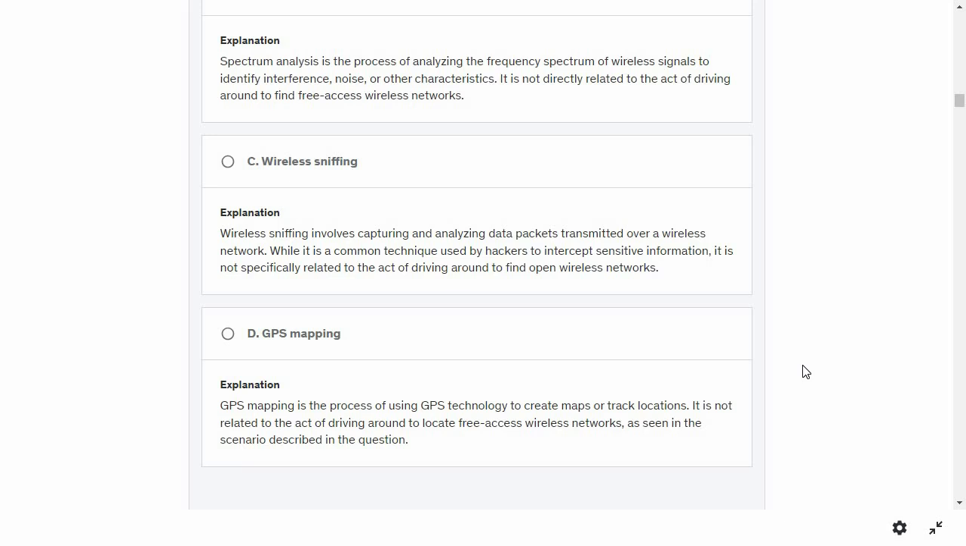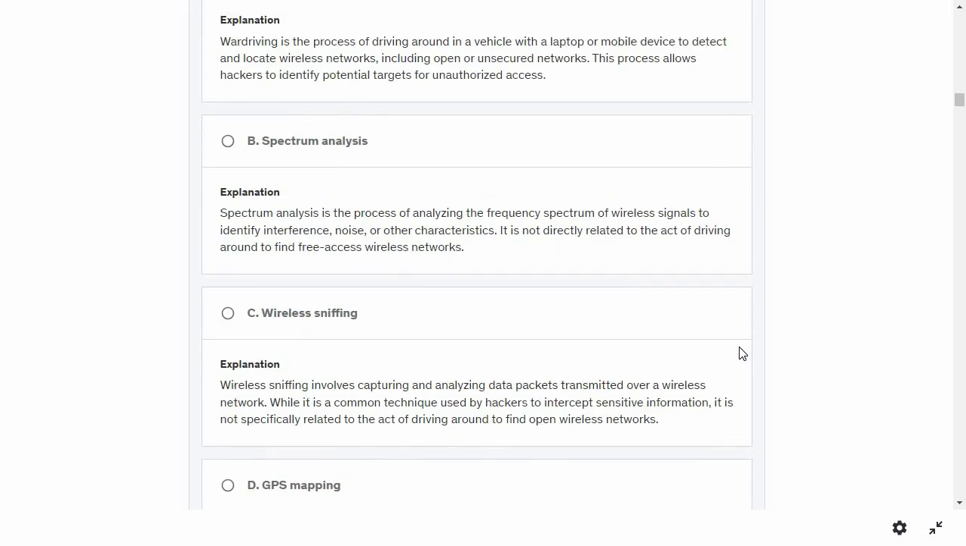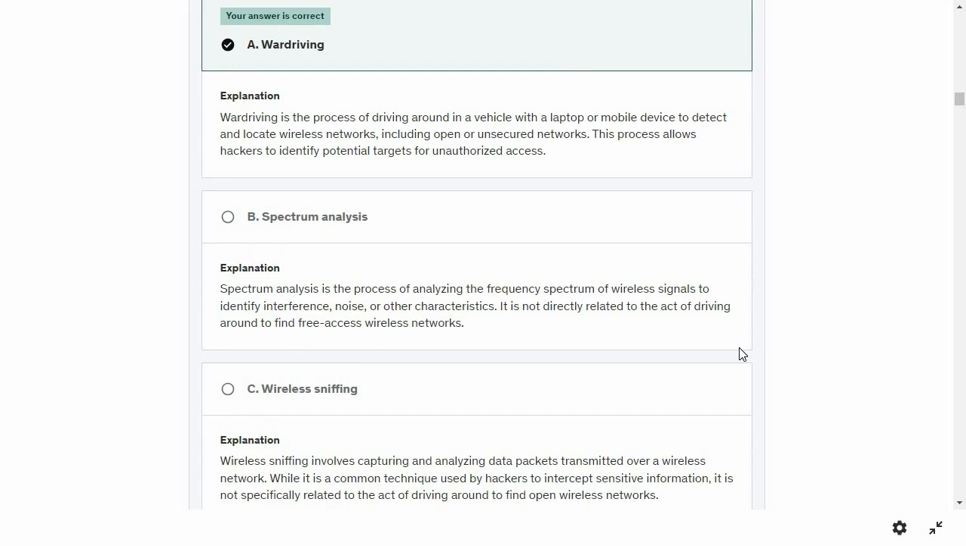GPS mapping is the process of using GPS technology to create maps or track locations. It is not related to the act of driving around to locate free access wireless networks as seen in the scenario described in the question. So GPS mapping is not the correct option for this scenario. The only correct answer is word driving.